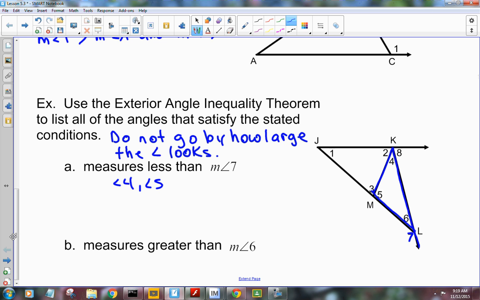Now, I'm not going to list angle 6 because it just is a linear pair with it. Depending upon how the triangle's drawn, it could be less than or greater than it. It just happens to be less than it because of the way it's drawn in this picture, but I would not list that. But no matter how the triangle is drawn, angle 4 and 5 will always be less than 7 because they're remote interior angles and 7 is an exterior angle, right? Okay, is angle 7 an exterior angle to another triangle?